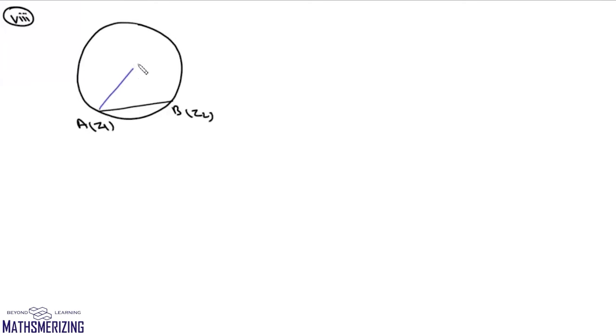Now suppose we say we have a circle whose chord is say AB, where A is given by Z1 and B is given by Z2. Now suppose this angle is alpha. Now we know that angle in the same segment is same. So this angle will be alpha irrespective of position of Z for this segment. For the other segment, it will be pi minus alpha.